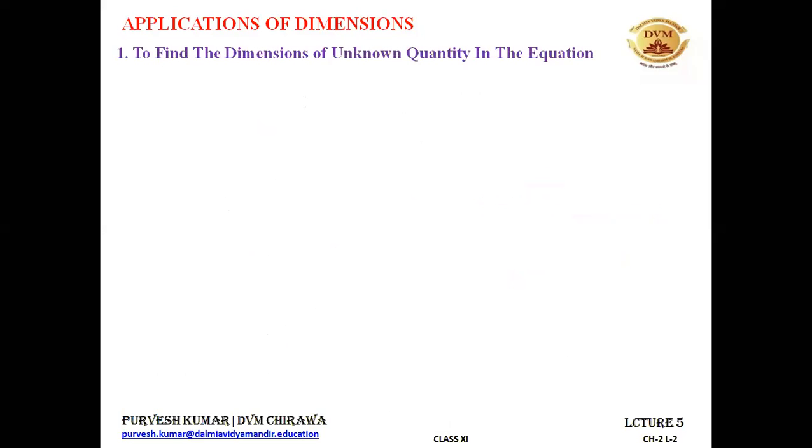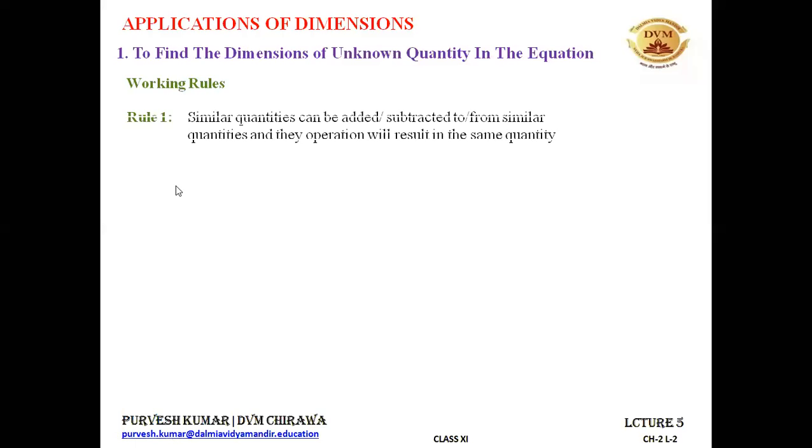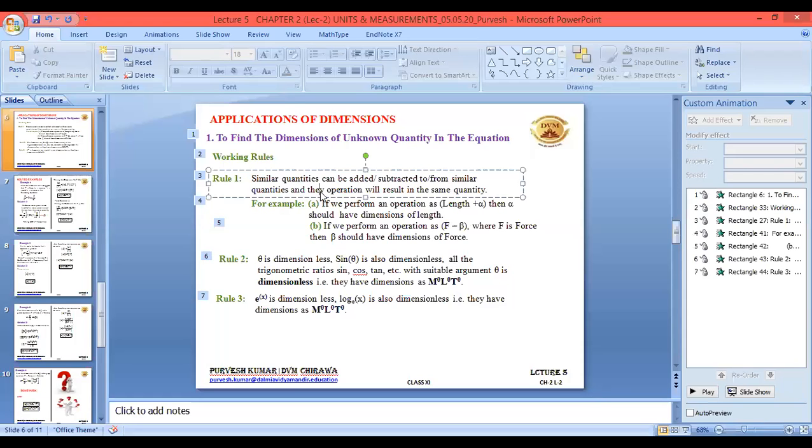And for that, we have to learn about some rules, the working rules. If we know these working rules, we can easily do the analysis by using the dimensional formula to find the dimensions of the unknown quantities involved in the equation. The first working rule is this one: similar quantities can be added or subtracted to or from similar quantities, and the operation will result in the same quantity.